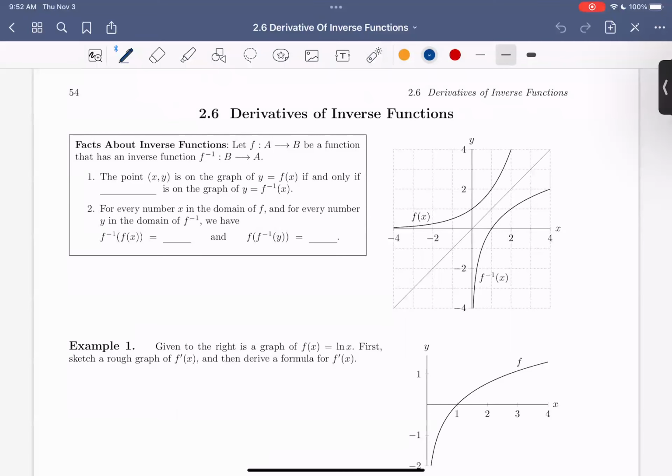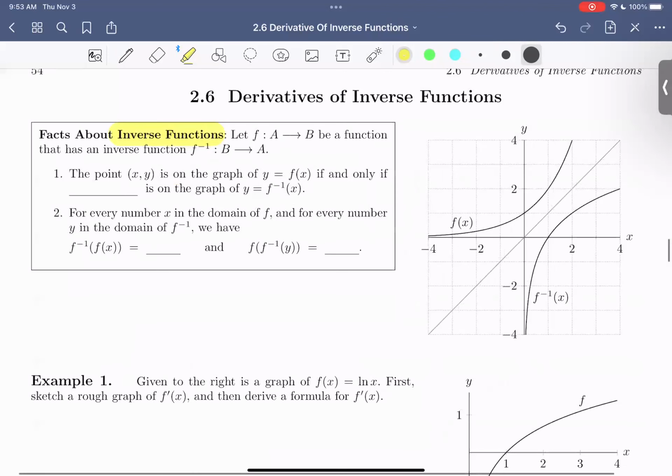Hello, everyone. In this video, we're going to start our notes for section 2.6 on the derivative of inverse functions. So far in this class, we've learned a lot of techniques and shortcuts for computing derivatives of products of functions, quotient functions, also composition of functions. But now we look at computing derivatives of inverse functions. And so to get started, let's just review some facts and information about inverse functions.